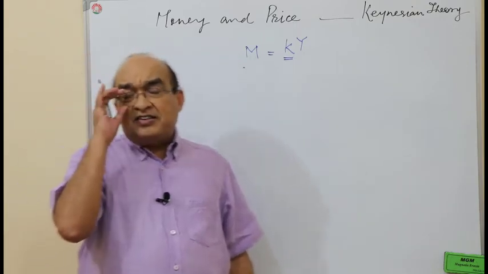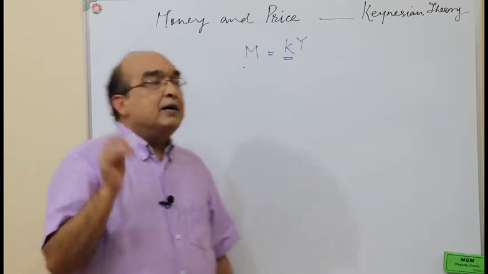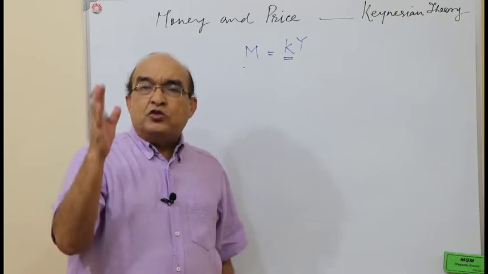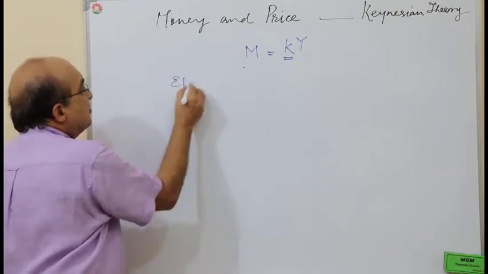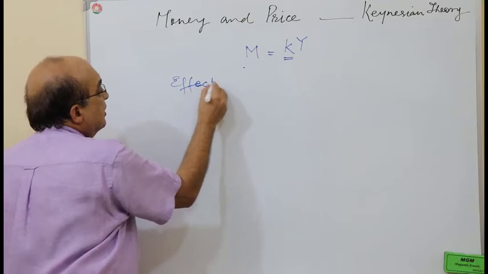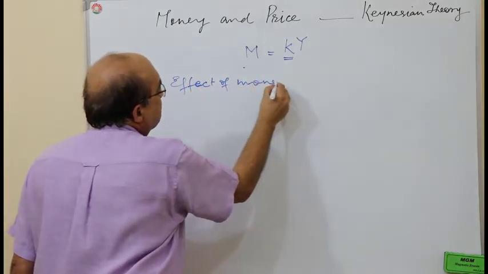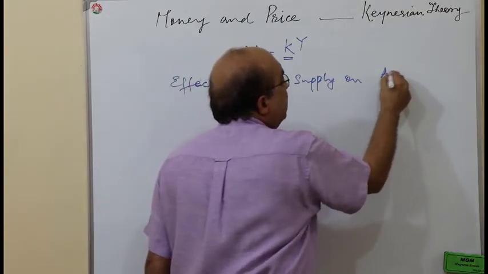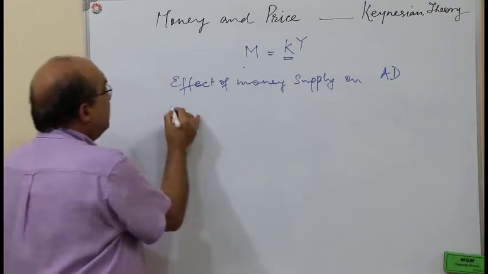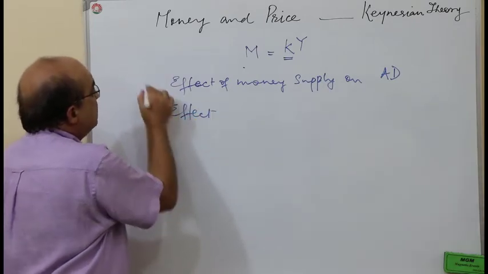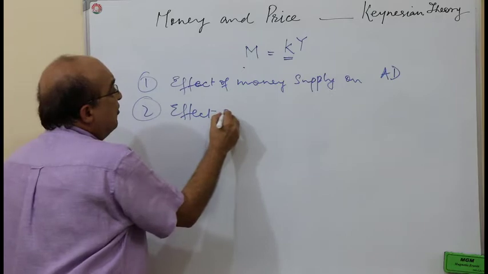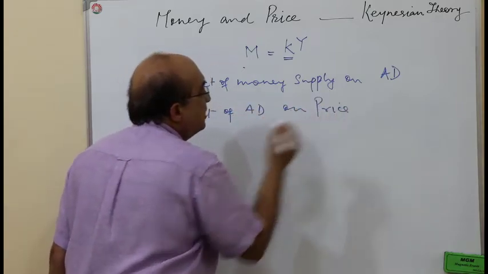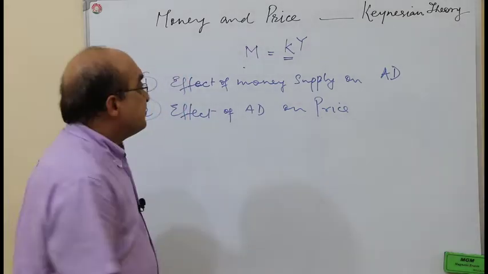So I will explain this relationship as Keynes had put forward. Keynes' analysis would be that to examine the influence of money supply, you will have to examine the effect of money supply on aggregate demand first, and the effect of aggregate demand on price. This is 1, this is 2. This is the relationship primarily.